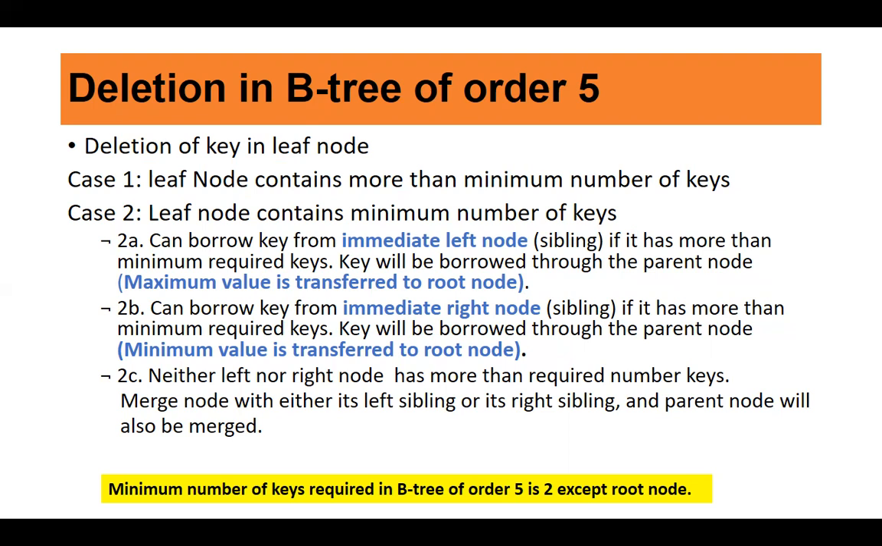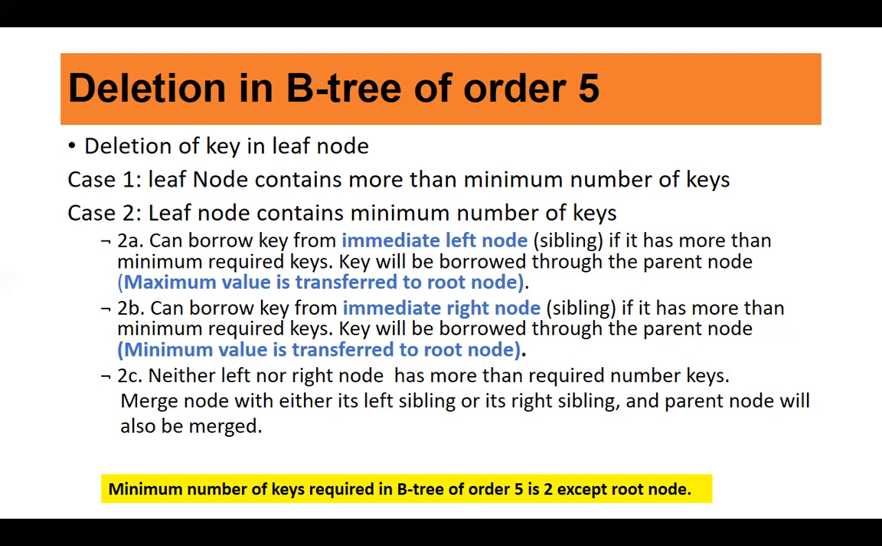In that case, again, you have 3 sub cases. In case 2a, a node can borrow a key from the immediate left node, that is the left sibling, if it has more than the minimum required keys, right? And the key will be borrowed through the parent node, that is, the maximum value is transferred to the root node because you are taking a key from the left sibling. Case 2b, here you can borrow a key from the immediate right node, that is the right sibling, if it has more than the minimum required keys. Here the key is borrowed through the parent node and the minimum value is transferred to the root node because it is a right sibling.